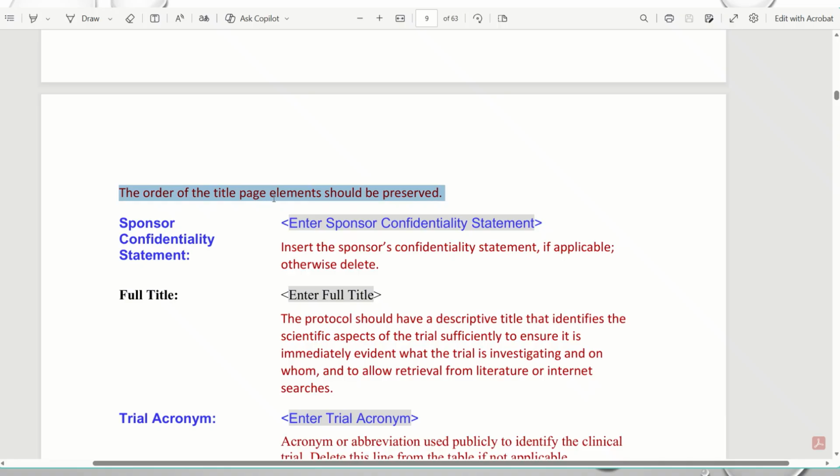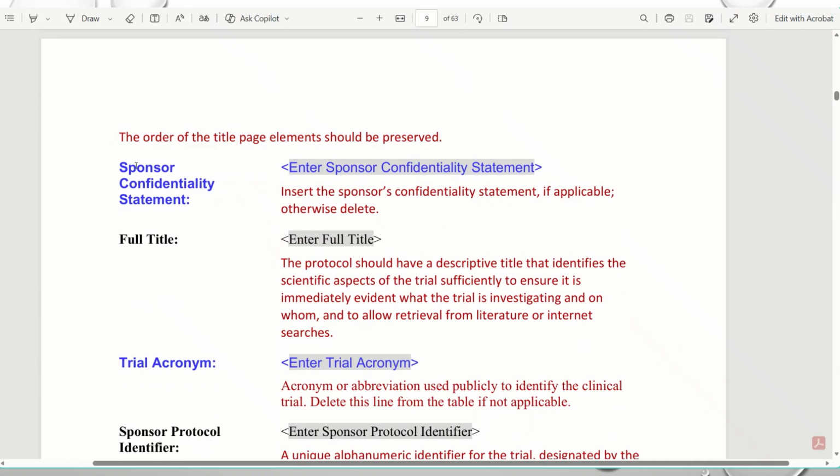the order of the title page elements should be preserved, and that's because of the fact that the data that's going to be here is going to be structured. It's going to have specific data properties and characteristics associated with them, and tags associated with them, so that they can be inputted into or transferred into relational tables, and these data can be manipulated and analyzed. So the information in the title page consists of the sponsor confidentiality statement.